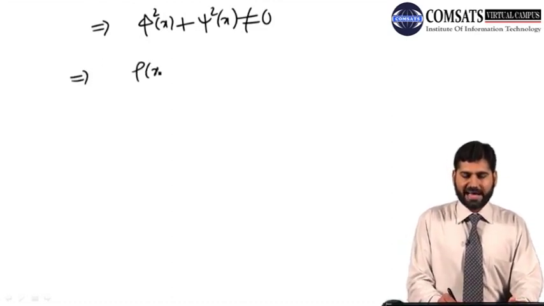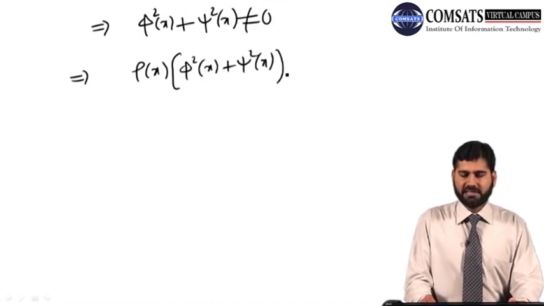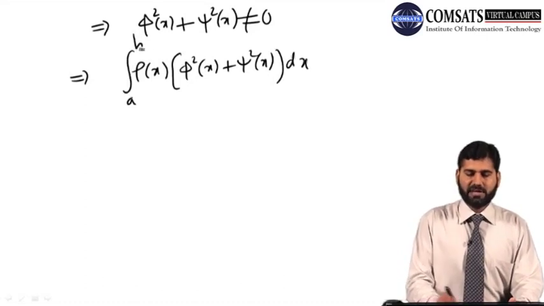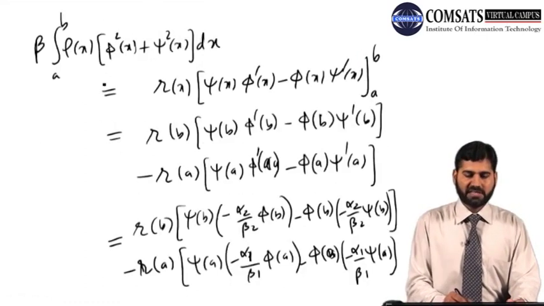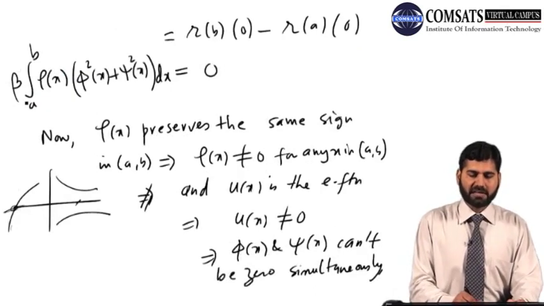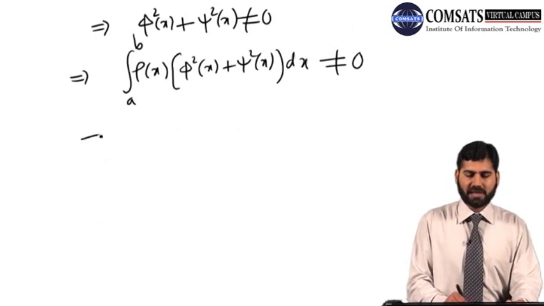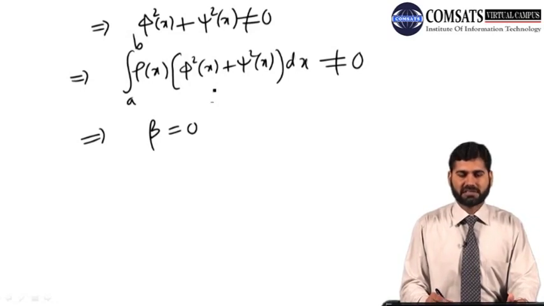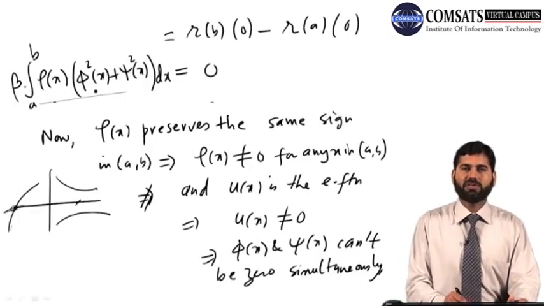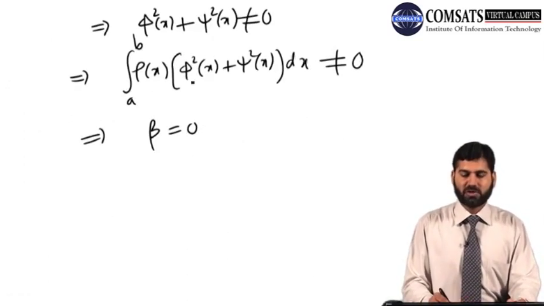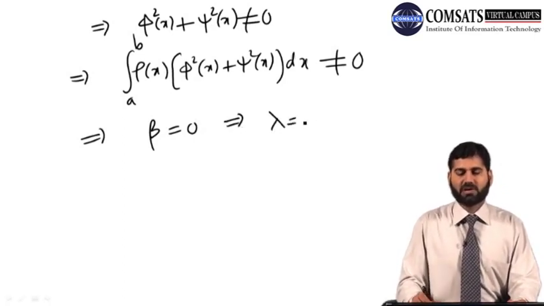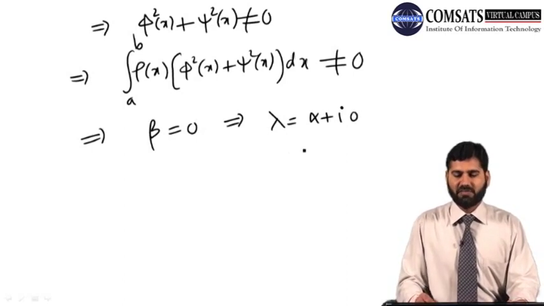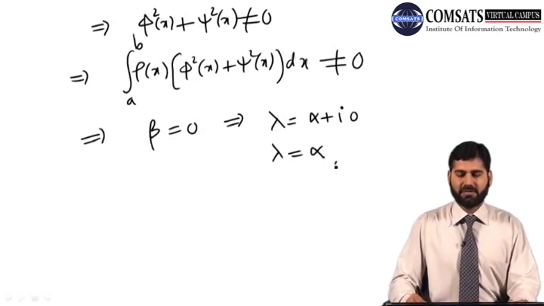It means that the integral of rho(x) times phi squared(x) plus psi squared(x) dx from a to b is not 0. But we see that the product of this whole thing with beta is equal to 0. This implies that beta is equal to 0, because one of them in this product has to be equal to 0. So we proved that this integral cannot be equal to 0, so beta has to be equal to 0. If beta is equal to 0, then lambda is equal to alpha plus i times 0, your eigenvalue, which is alpha, a real number.